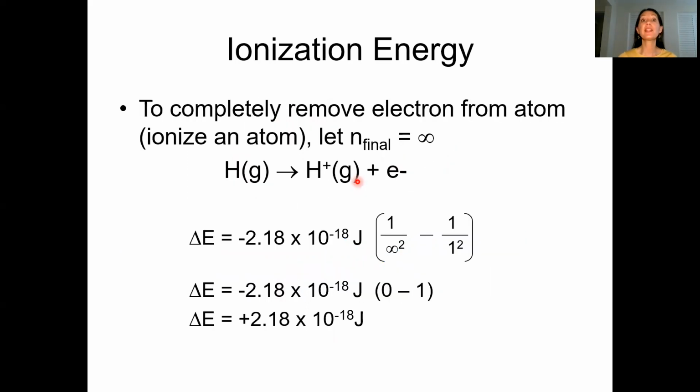Okay, what if you want to completely ionize or remove an electron, generate the cation? Here you let n final equal infinity. It's out away from the nucleus. So then when you have your n final as infinity, infinity squared is infinity, but 1 over infinity goes to 0. So it's just the positive of this number here. And hopefully that makes sense. It requires the energy. That should be a positive number. It requires the energy to rip an electron out of the nucleus.